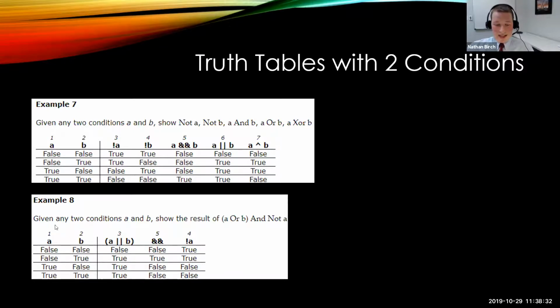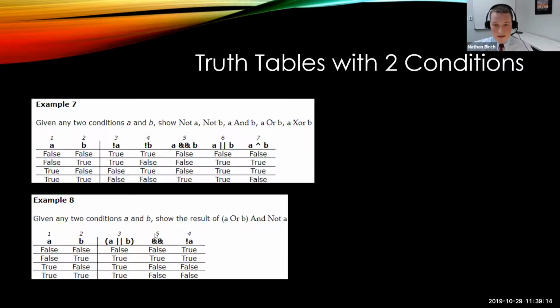All right, example 8: given any two conditions, A or B, show the result of A or B and not A. Okay, so column 3 is the exact same thing as column 6 up here. Inclusive or, all of them are going to be true if at least one of these values was true. Let's go to column 4 first. I don't know why these are out of order, but column 4 says not A.